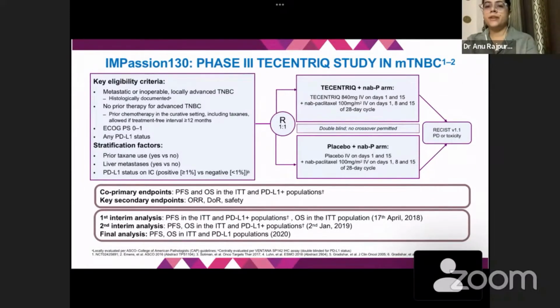They further stratified based on prior taxane use, whether liver metastases were present or not, and PDL1 status. They divided into 2 arms, the Tecentriq plus nab-paclitaxel arm and the placebo plus nab-paclitaxel arm. The primary endpoints were PFS and OS in the intent-to-treat population and the PDL1 positive population. Key secondary endpoints were overall response rate, duration of response, and safety.